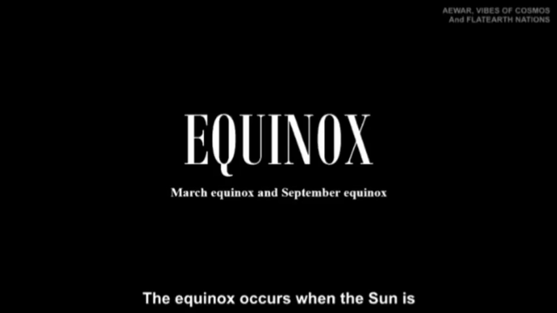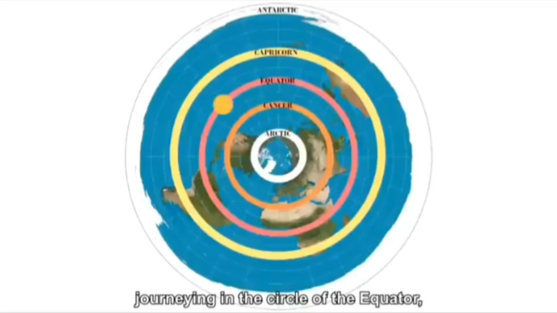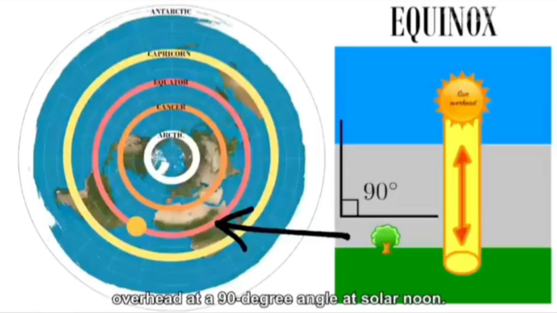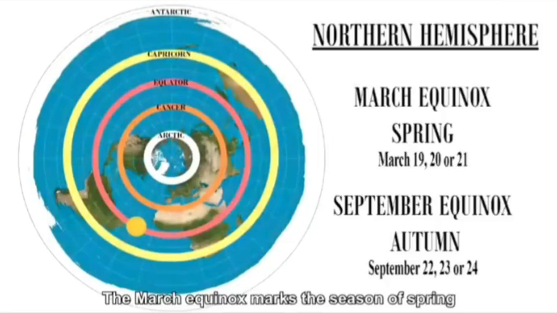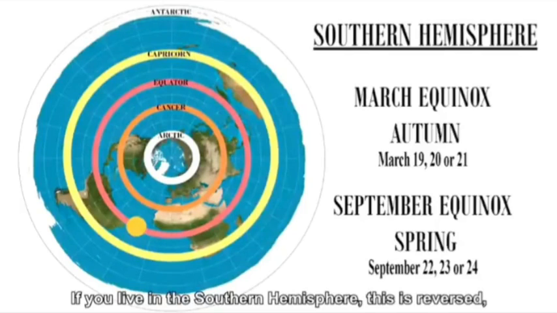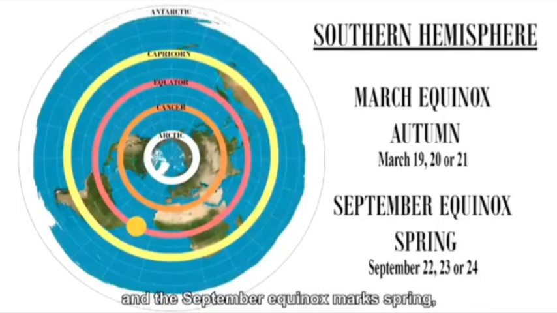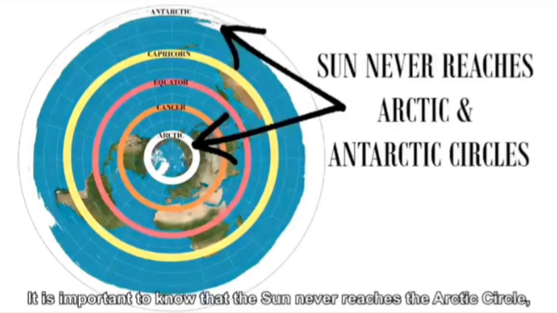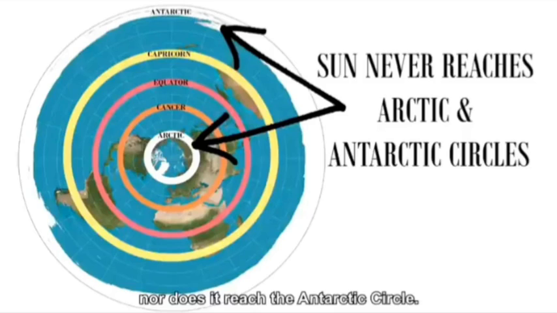The equinox occurs when the sun is journeying the circle of the equator, and those living along this line of latitude will see the sun directly overhead at a 90-degree angle at solar noon. The March equinox marks a season of spring in the northern hemisphere, and the September equinox marks a season of autumn. If you live in the southern hemisphere, this is reversed, and the September equinox marks spring, and the March equinox autumn. It is important to note that the sun never reaches the Arctic Circle, nor does it reach the Antarctic Circle.